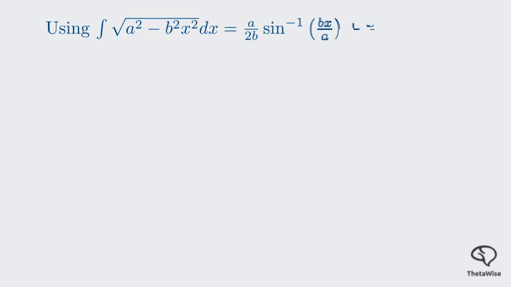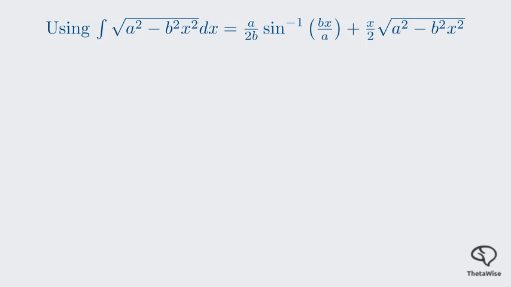The formula for the integral of the square root of a squared minus b squared x squared is a over 2b times sine inverse of bx over a, plus x over 2 times the square root of a squared minus b squared x squared. Let's apply this to our first term, using y instead of x.